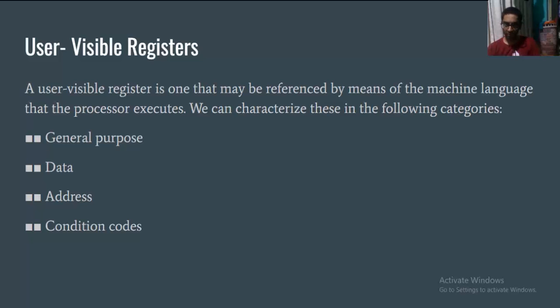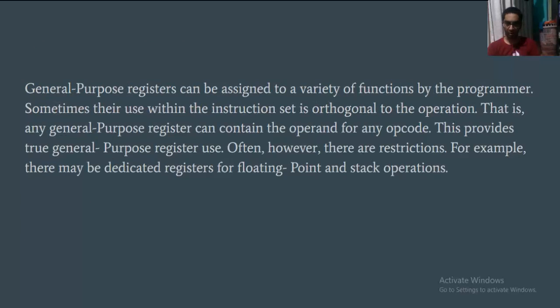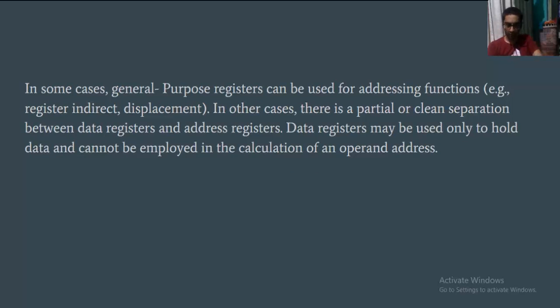So again, we have general purpose registers, data registers, address registers, and condition codes. So here they're telling that general purpose registers can be used for addressing functions. Example, register indirect. In other cases, there is a partial or clean separation between data registers and address registers. Data registers may be used only to hold data and cannot be employed in the calculation of an operand address.